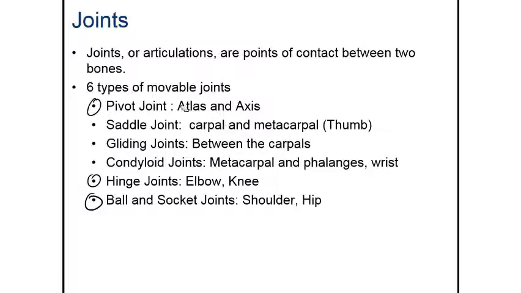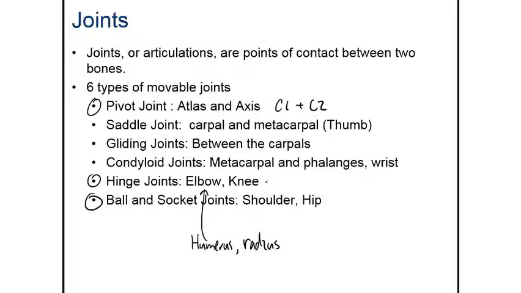So pivot joint allows you to basically move something from side to side, and the best example for that is atlas and axis, right? Your C1 and C2, that allows you to shake the head from side to side. We have a hinge joint, right, such as the elbow joint, right? That is between the humerus and the radius.